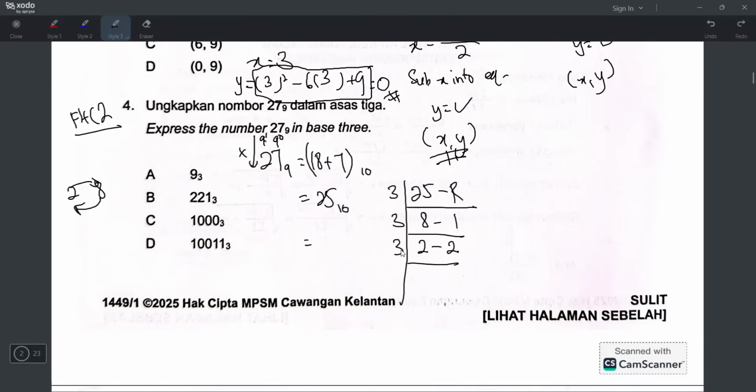And do one more time. 3 times 1 is 3, which is already too much, so I do 3 times 0, because 3 times 0 is 0, and I want 2. 2 minus 0 is 2, so the remainder here is 2. So that's the answer. Read from bottom to top: 2, 2, 1. So the answer is B. 2, 2, 1 base 3. This is how you should do the division method. You should divide until this becomes 0, and then read the remainders from bottom to top. All right, that's all.